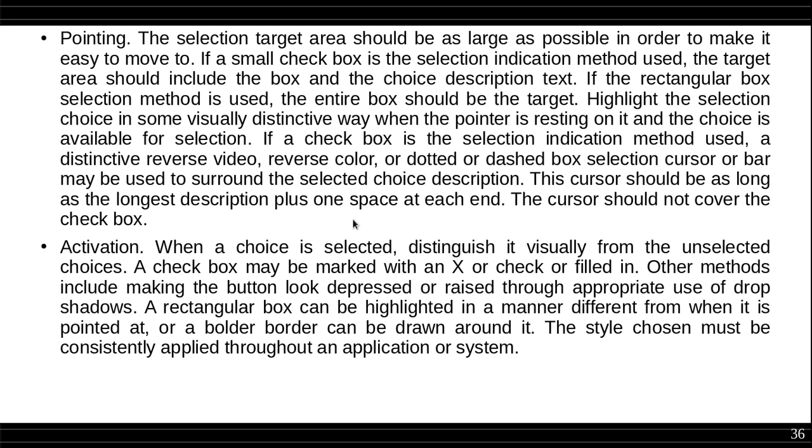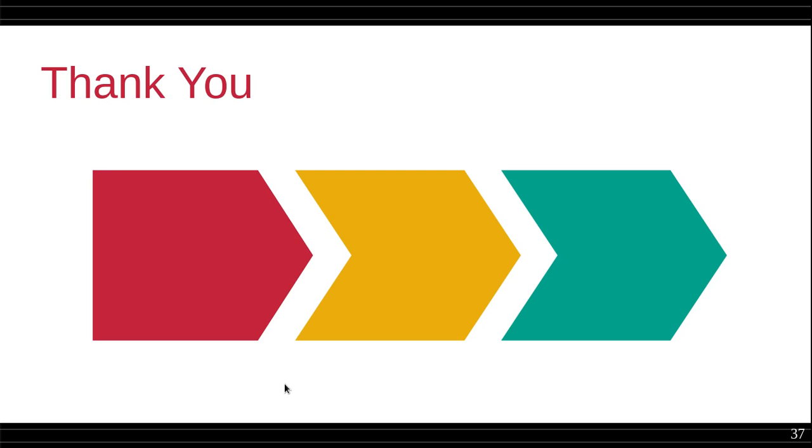Activation, let's discuss that. When a choice is selected, distinguish it visually from the unselected choices. A checkbox may be marked with an X or check or filled in. Other methods include making the button look depressed or raised through appropriate use of drop shadows. A rectangular box can be highlighted in a manner different from when it is pointed at, or a bolder border can be drawn around it. The style chosen must be consistently applied throughout an application or system.